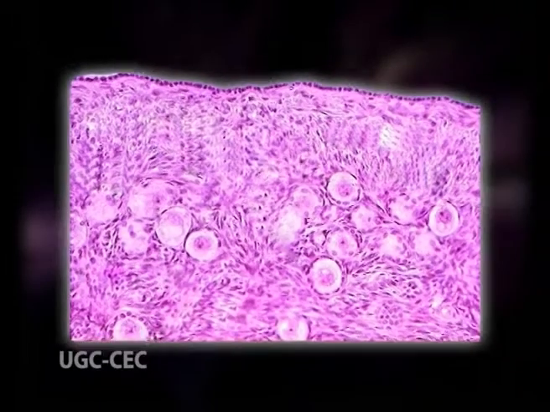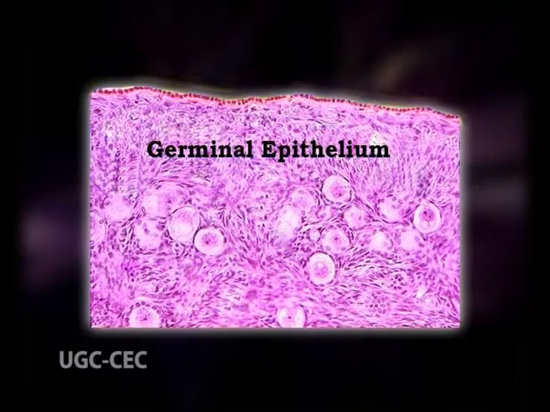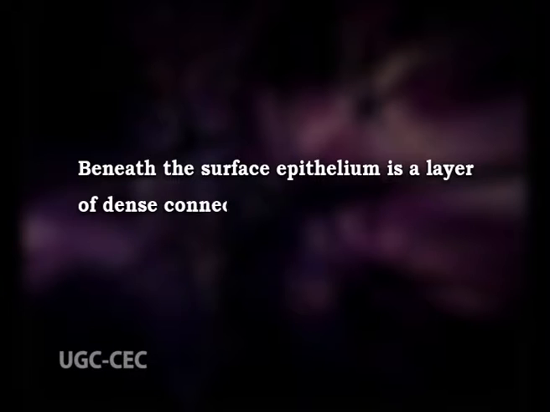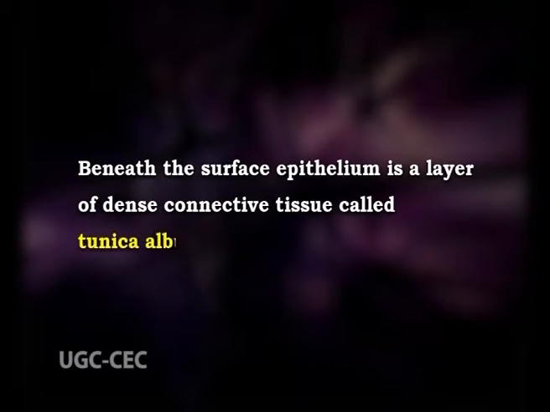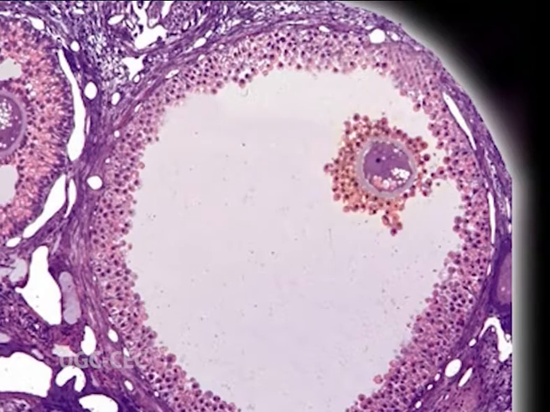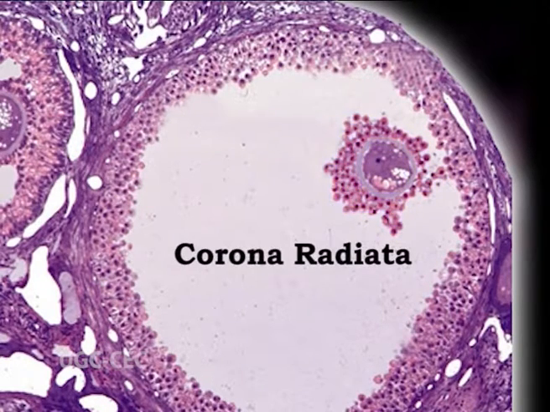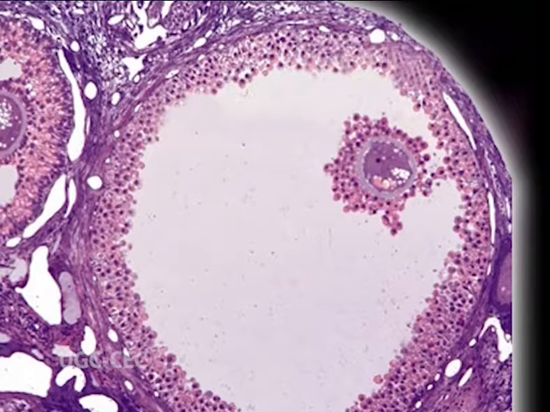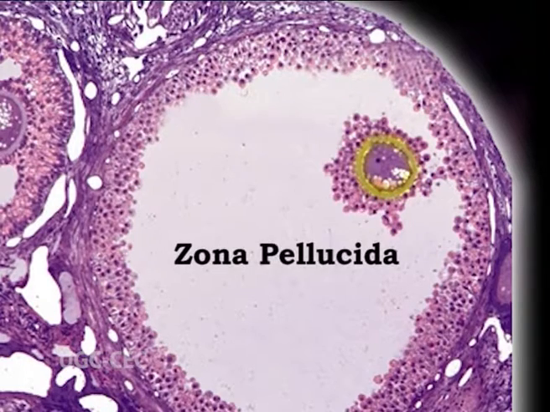The ovary is lined by a cuboidal germinal epithelium. Beneath the surface epithelium is a layer of dense connective tissue called tunica albuginea. The innermost layer of the granulosa cells surrounding the oocyte forms the corona radiata. These cells are more columnar than granulosa cells. Between the corona radiata and the surrounding oocyte is a non-cellular glycoprotein layer, the zona pellucida.